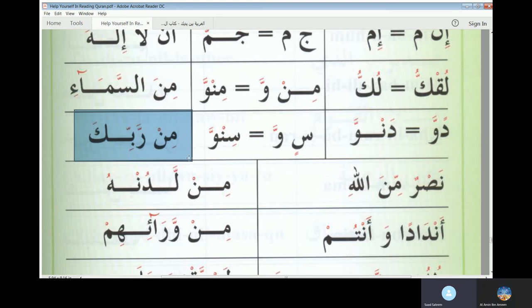Min, wrong. Because of the shadda, this noon will be omitted. Mir rabbika. Join ra with min. Mir rabbika. Again. Don't read noon. There is no noon here because of shadda. Read again. Mir rabbika. Okay. Next.